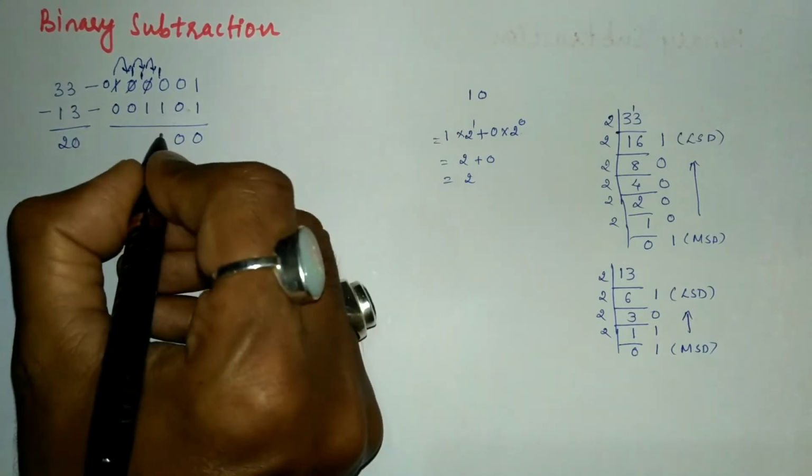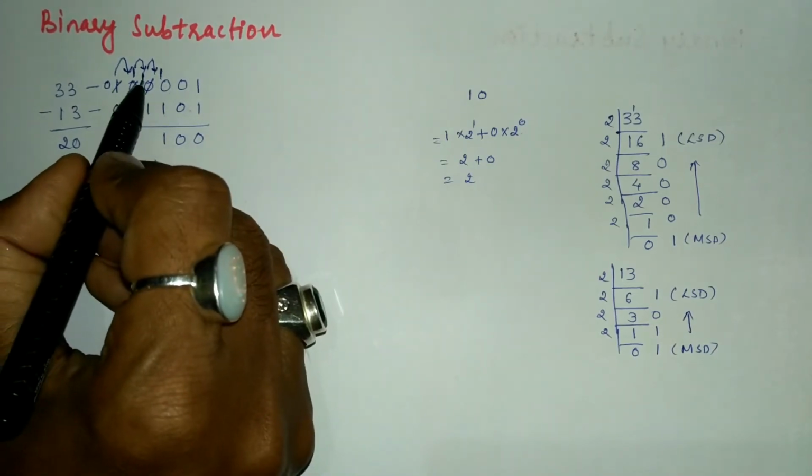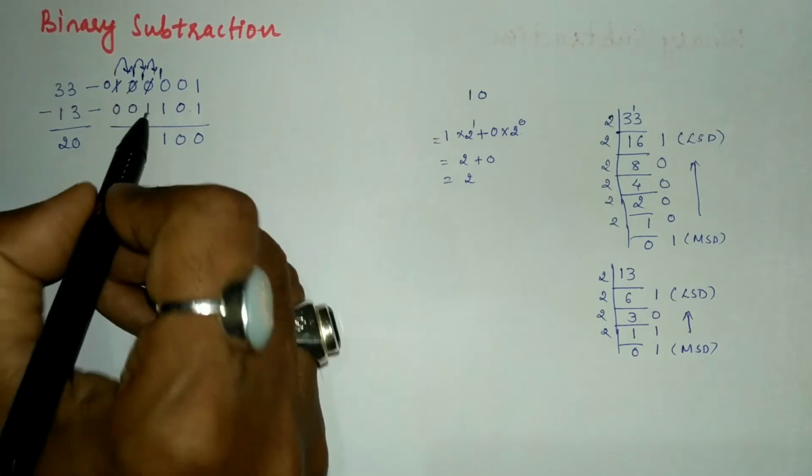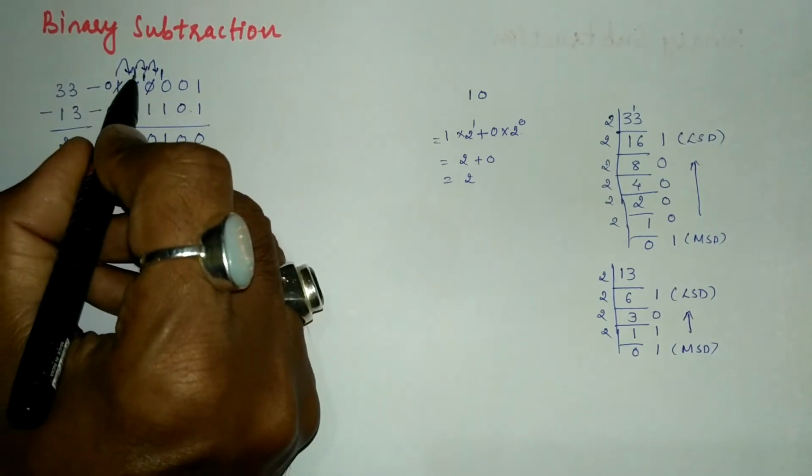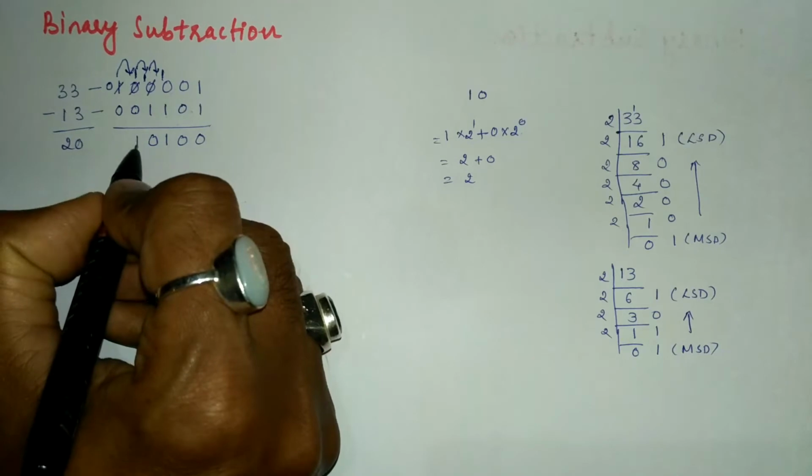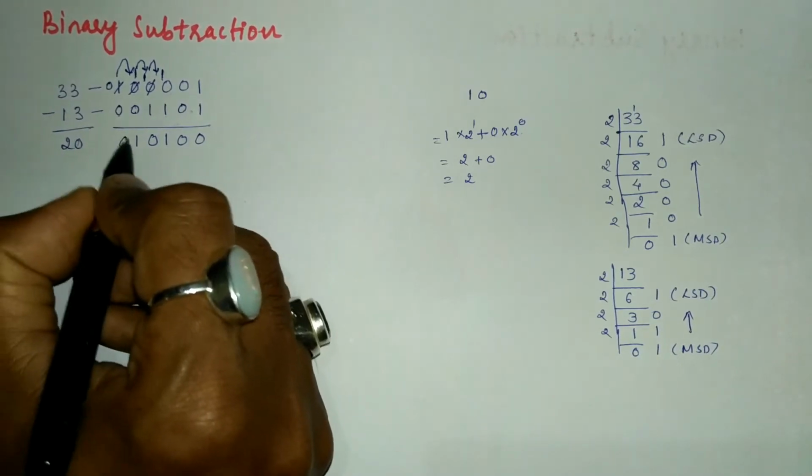Now you can see 1 0 is 2. 2 minus 1 is what? 1. Now you can see we have got 1 borrow. 1 minus 1 is 0. 1 minus 0 is 1. 0 minus 0 is 0.